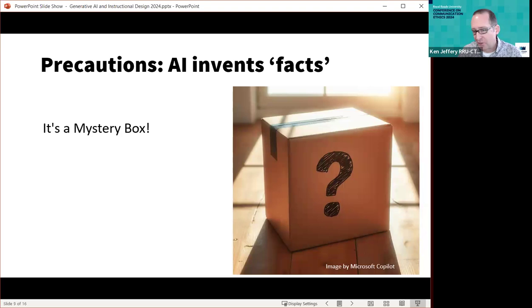But we also have some precautions. It is a big mystery box. It invents facts. And even the word invent implies some agency, and there's no agency involved. It simply puts things together, and some of it is not factual. It only is parroting what it has been trained on. And for the most part, these large language models have been trained on the Western academic canon. It's pulling language and predictions based on the English language model that it was built upon.